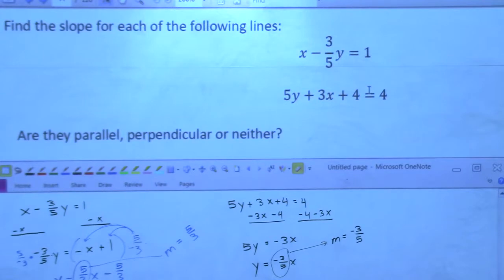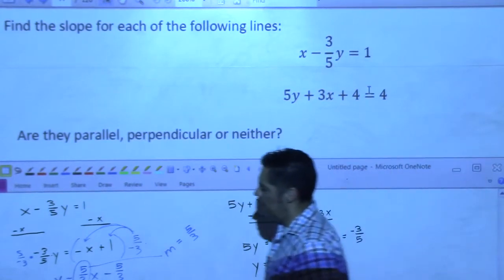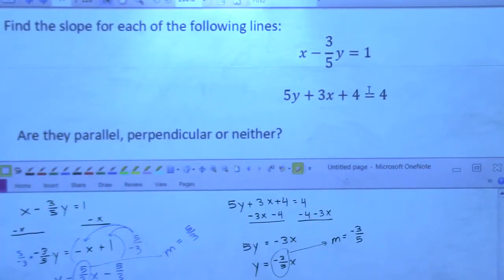All right, so for this test coming up next week, please make sure you have gotten yourself comfortable solving linear equations for y, where you have fractions and you have to take care of those fractions. Make sure you're comfortable, because that's something that I want to know you can do. All right?